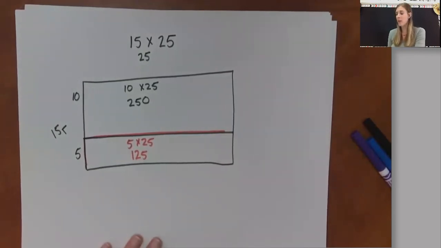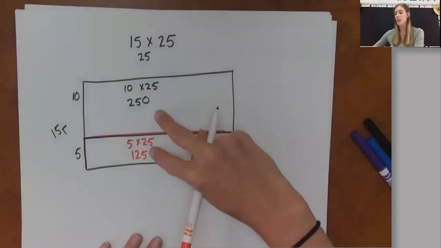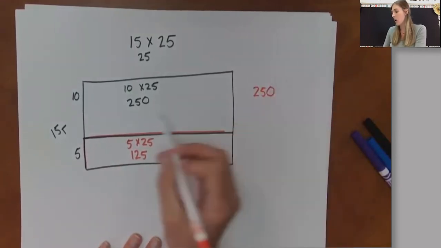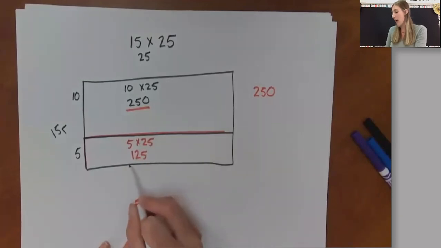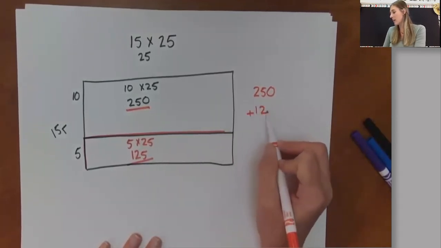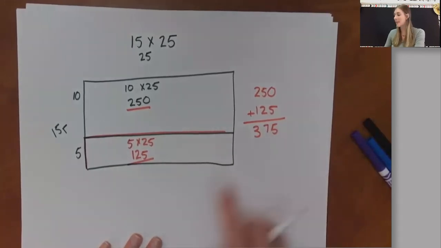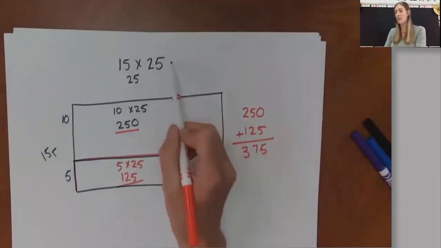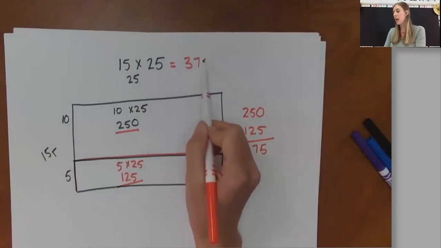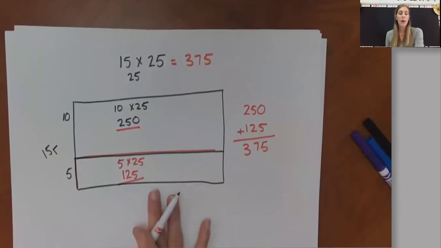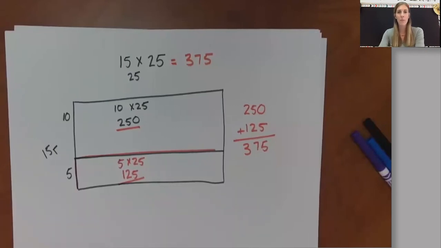Then, just like we did with the previous problems, we have to add our partial products to get the product for the whole thing, or the total product. So partial product 1, add the second partial product, and you can see that we get the same total product. 15 times 25 is 375. So based off what you know and the multiplication facts that you're comfortable with, you might break it up more or less to make the problem easy for you to solve.